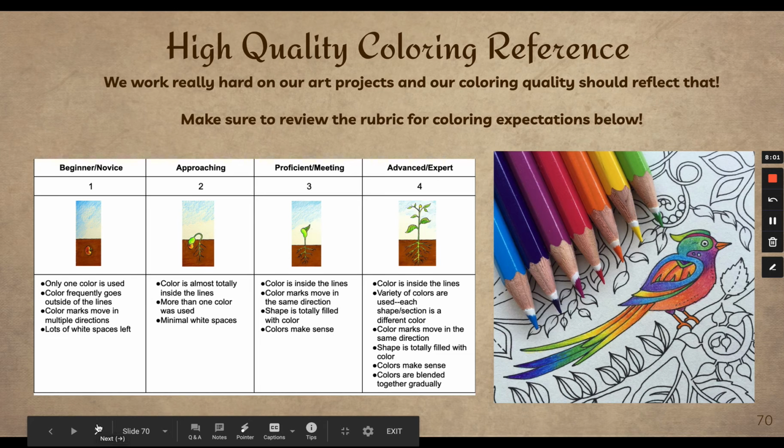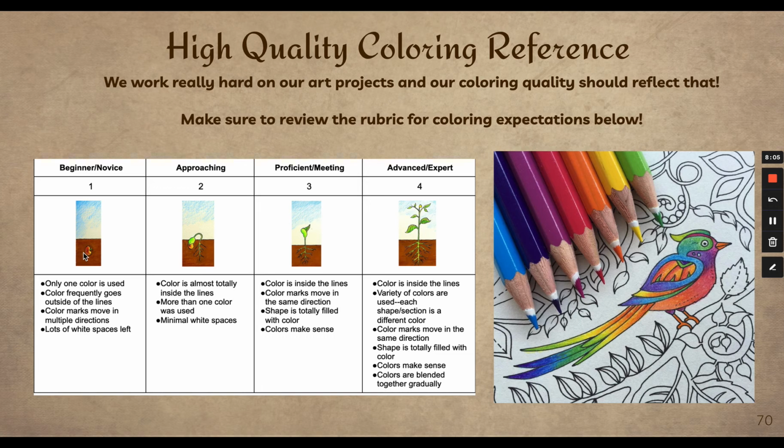Right, some more high quality coloring references along with a rubric of what each number means. So if you're coloring at a 1, you're a beginner or a novice. There's nothing wrong with that. That just means that we have to practice some more coloring skills to move up to a 2. And you can see right here we have a little seed to show that we're beginning. We're approaching, we're starting to reach up through the ground to the sky.